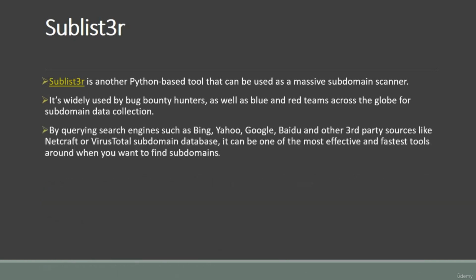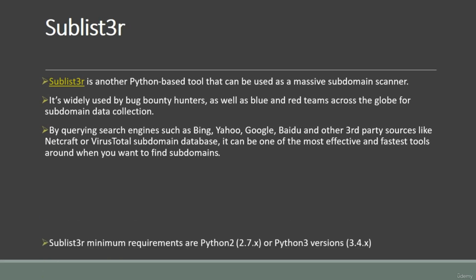By querying search engines such as Bing, it takes the data from Bing, Yahoo, Google, Baidu, and other third-party sources like Netcraft, VirusTotal, Censys, securitytrails.com. There are a lot of sources from where Sublist3r takes all the domains and subdomains of a particular target.